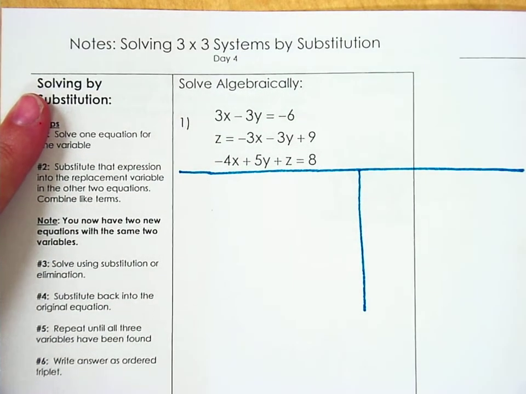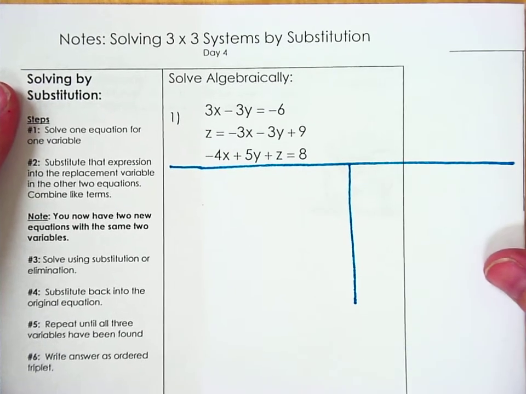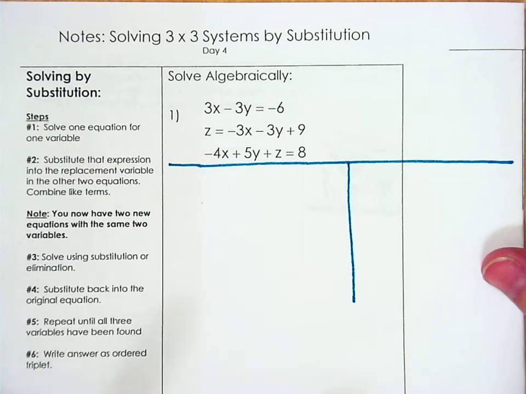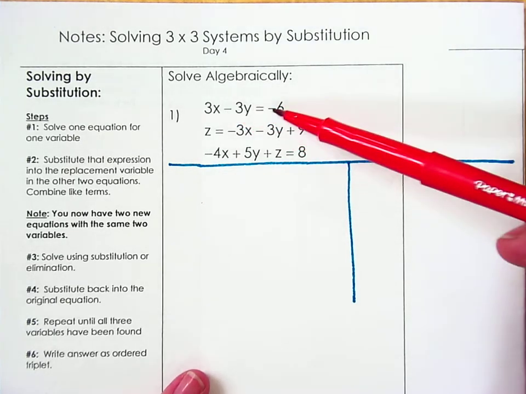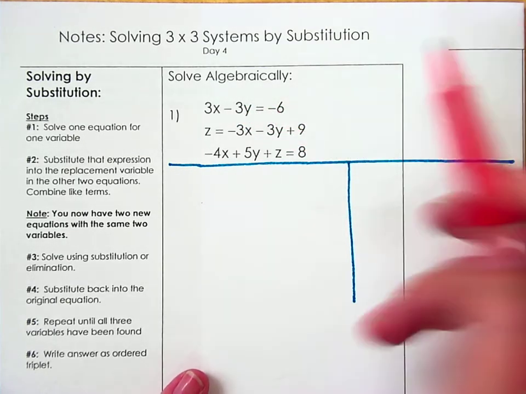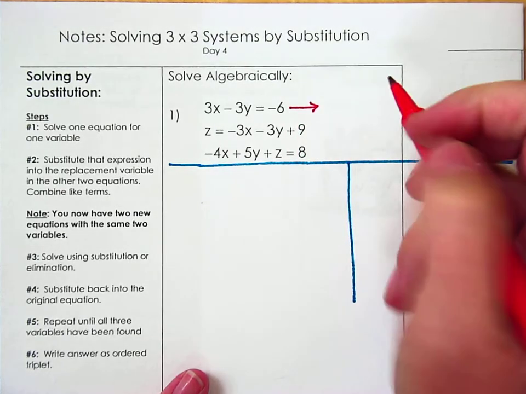Today we're going to solve 3 by 3 systems, and we're going to use substitution. As we follow our steps along the slide, the first thing we want to do is have one equation solve for one variable. I notice this first equation only has 2 variables in it, so I'm going to solve it for x.